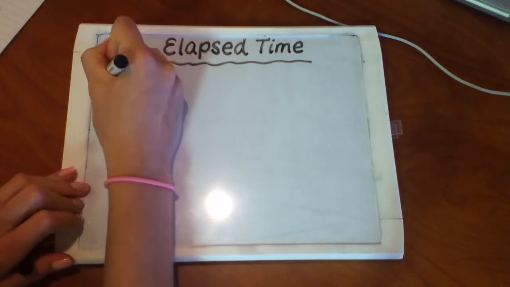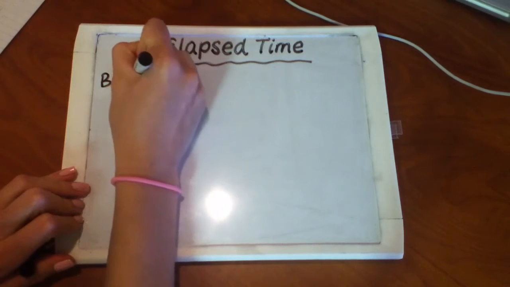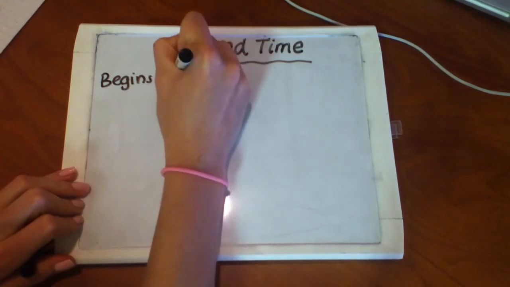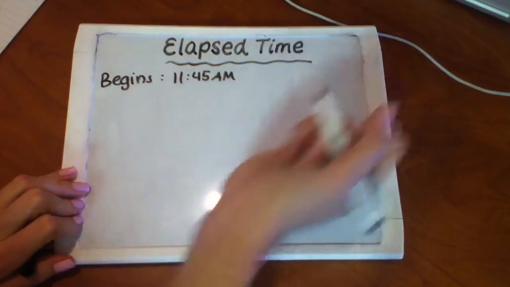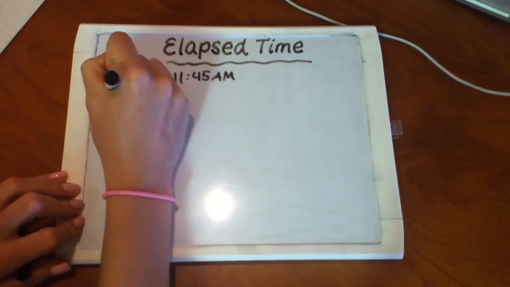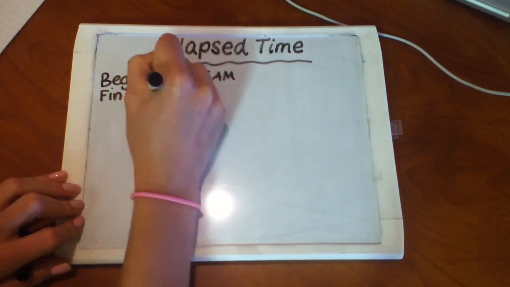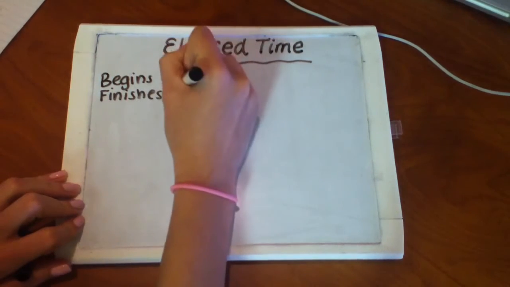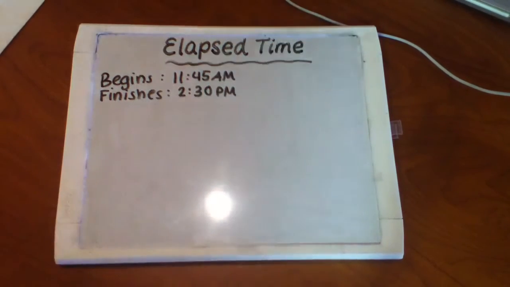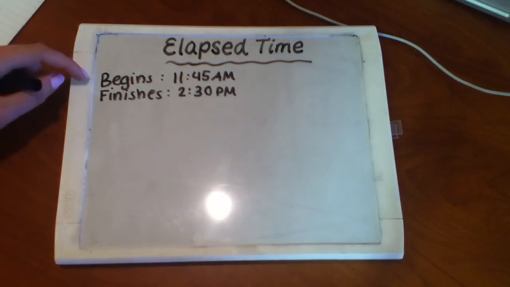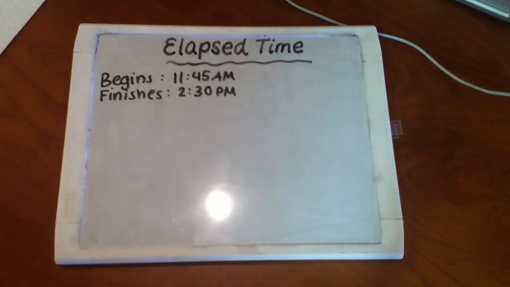So we know it begins at 11:45 a.m. and it finishes at 2:30 p.m. So we want to know how much time is in between 11:45 a.m. and 2:30 p.m. So to start off, there's two ways that we can approach this.